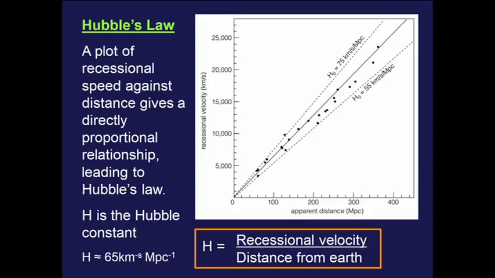So what that means is, if something is 1 megaparsec away from us, then it would be moving away from us at a recessional speed of 65 kilometers per second. If it was 100 megaparsecs away from us, then it would be moving away at 6,500 kilometers per second, and so on. Okay, so that is the Hubble constant, and that's what Hubble's law says. It says the further away you are, the faster you're moving.